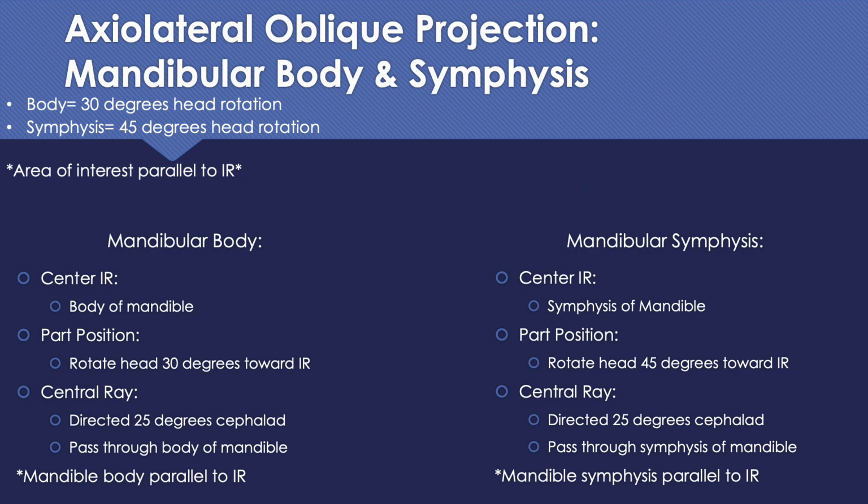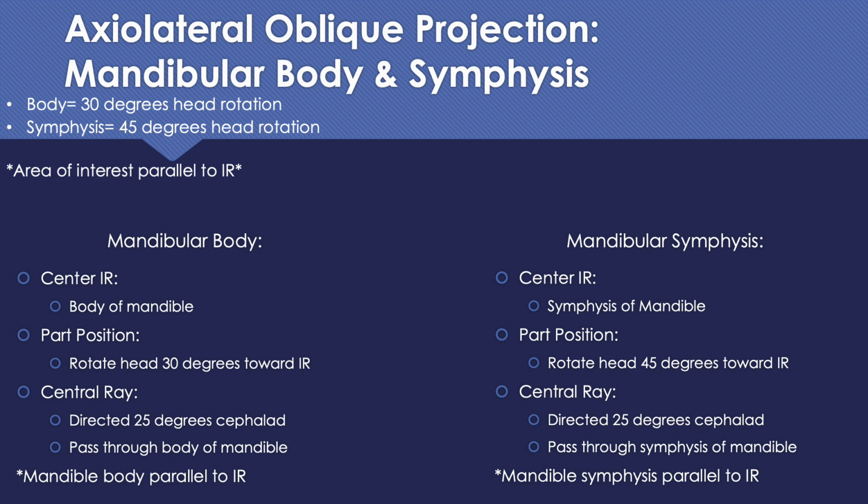Next, we have the axiolateral oblique projections, demonstrating the mandibular body and symphysis. To show the mandibular body, we will have a 30-degree head rotation toward the IR. For the symphysis, we will have a 40-degree head rotation toward the IR. And always remember the area of interest will be parallel to the IR.